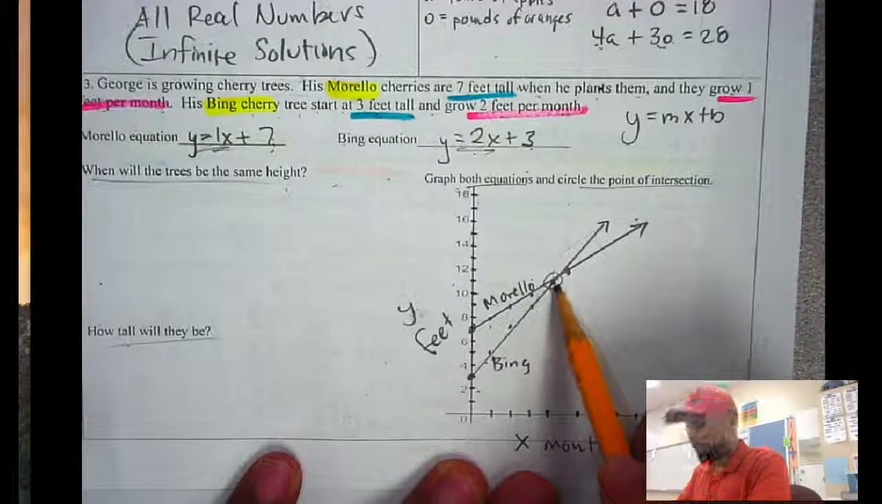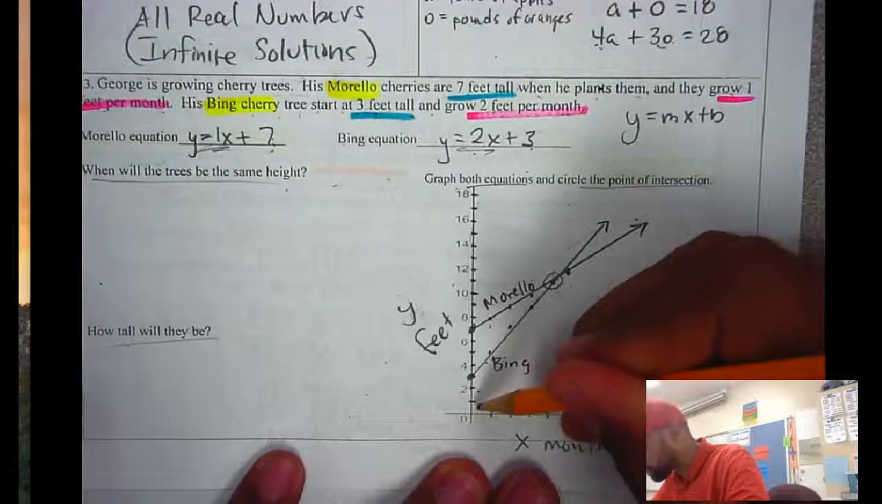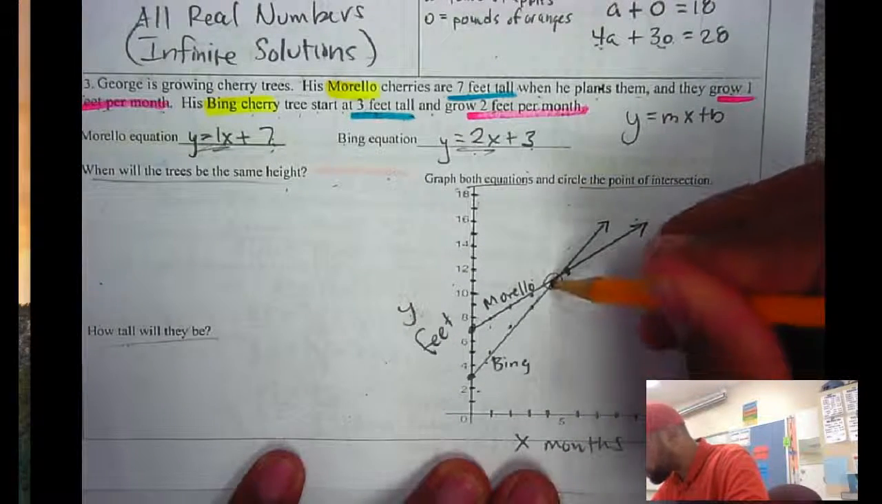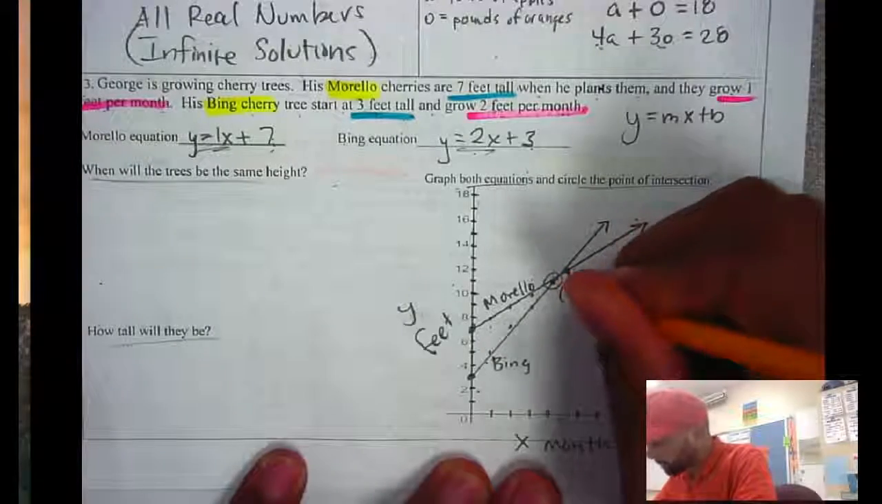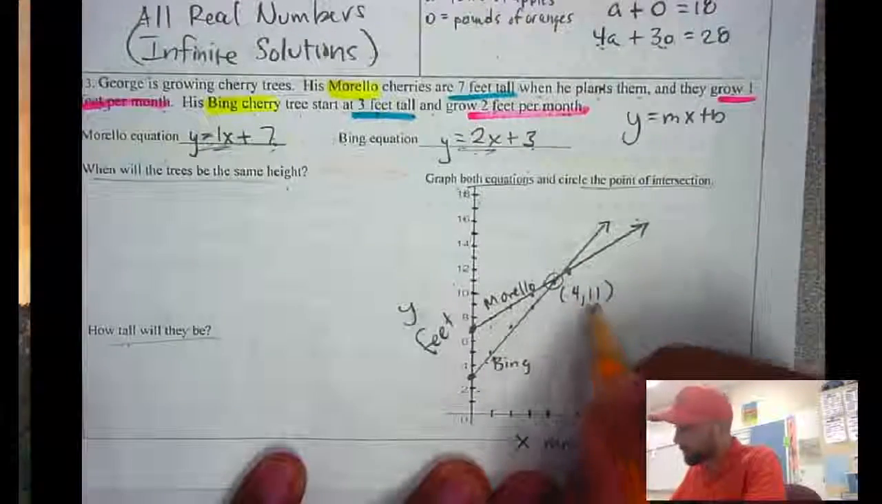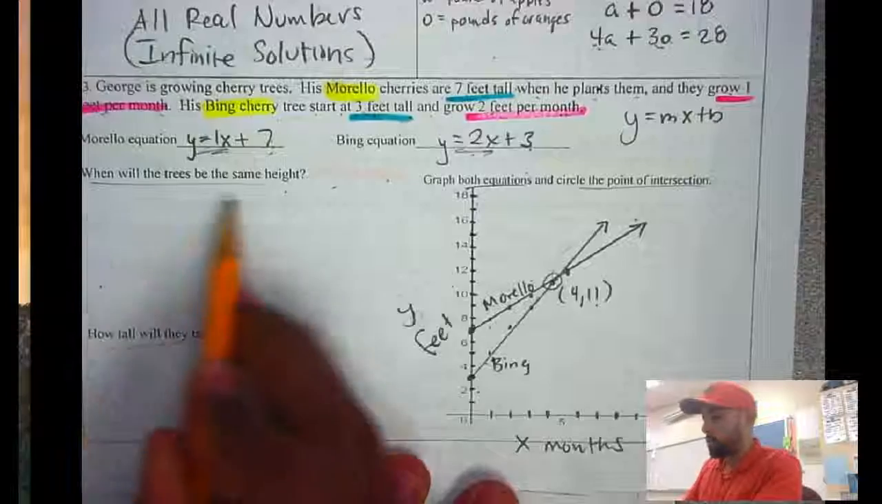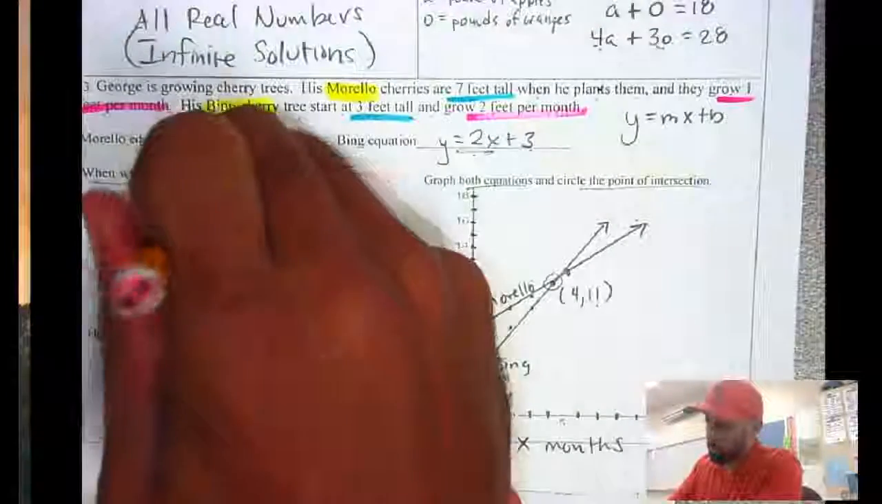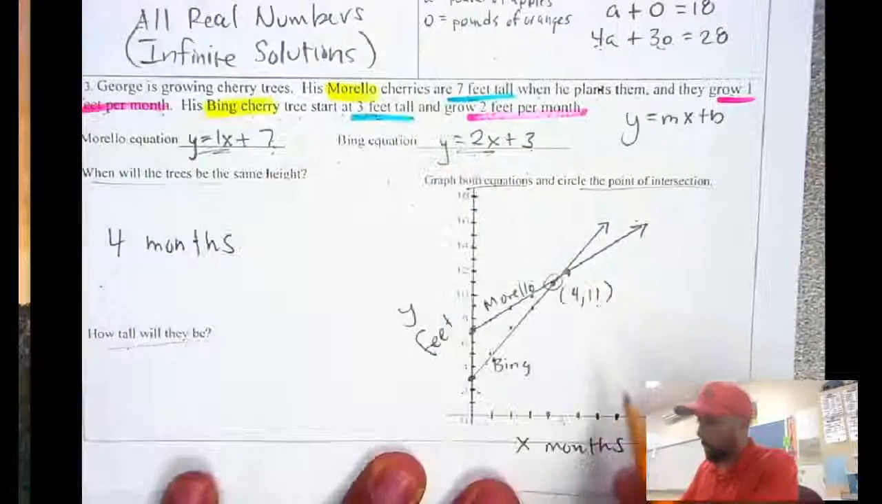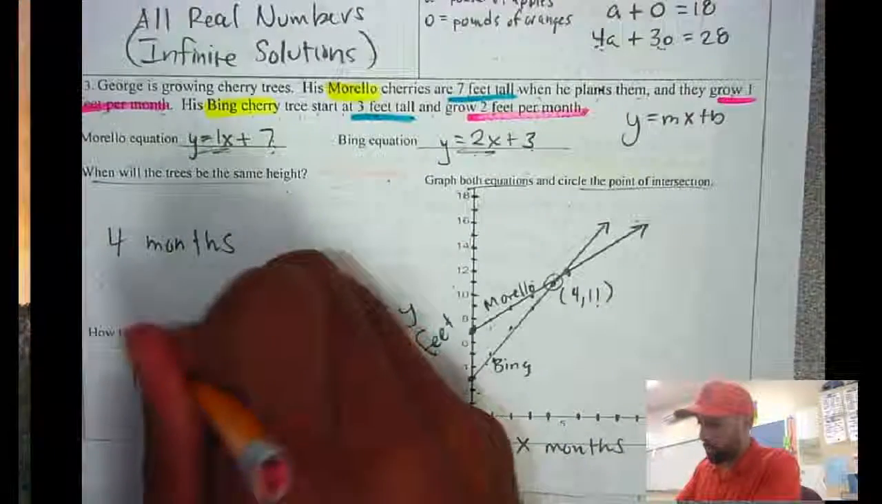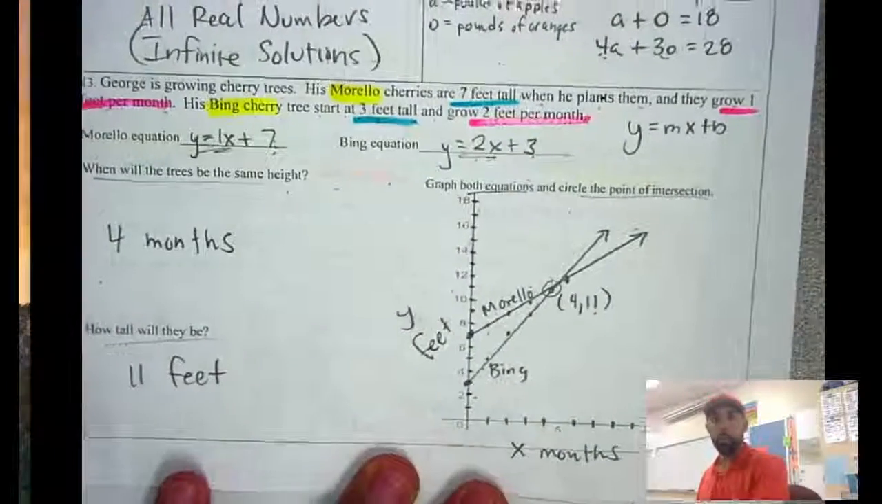Now again, I need to know that point, and on the graph it's a lot clearer. Here it's at 4 months and 11. That's 4, 11. So 4 months and 11 feet tall. When will the trees be the same height? At 4 months. And how tall will they be? They'll be 11 feet. All right, that's it.